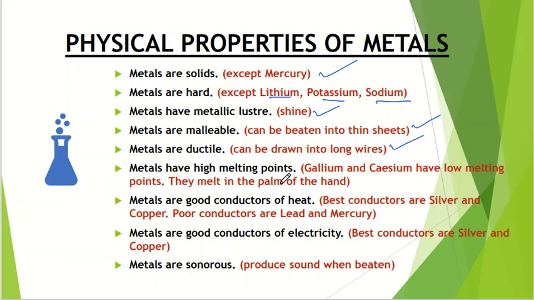Metals have high melting points. Gallium and caesium have low melting points. They melt in the palm of the hand.